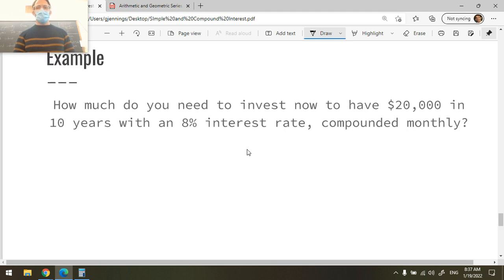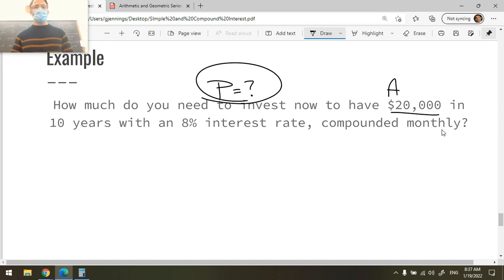But how much would you need to invest now? Okay, so now, if we know that we're going to be investing for 10 years with an 8% interest rate, but now we're compounding monthly, how much would we need to invest now in order to get this? Okay, so this is what we will have. So this is A. This is the amount we want. How much do you need to invest? This is P, and we don't know it. So we want to know how much to invest now to get this in 10 years.